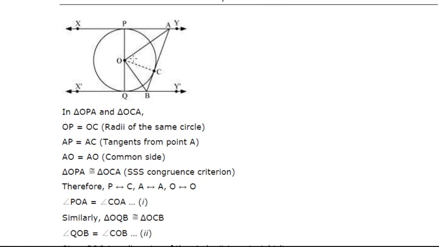Similarly, this angle and this angle must be equal. You know that this angle is 90 and this angle is 90, so now this angle is equal. Similarly, this angle here, you see this triangle, so this angle is equal to this angle.